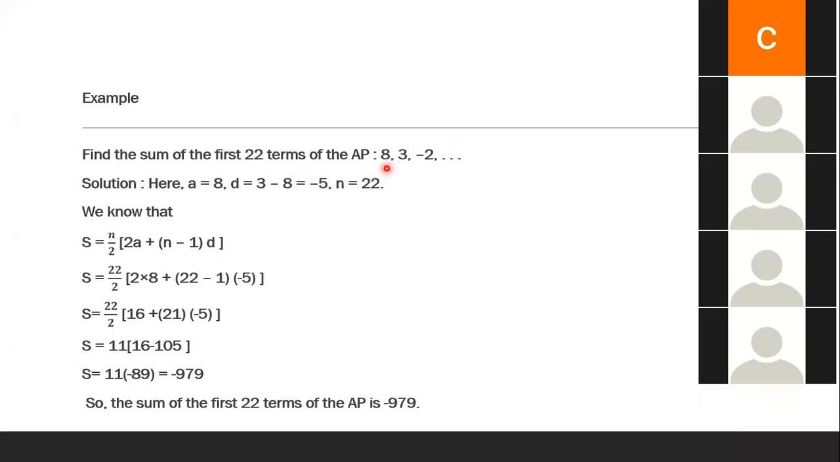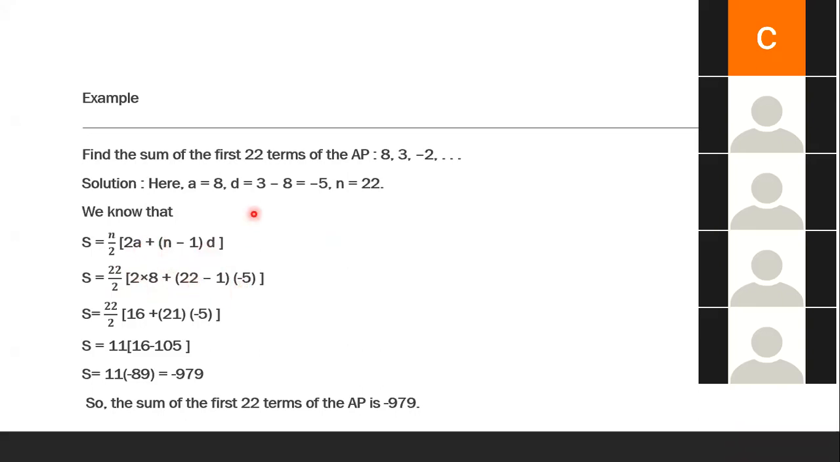Yes, ma'am. So we have got A value is 8, D value is 3 minus 8, how much? Minus 5. And the n value is 22. Any doubt in the given data, children? No, ma'am. Shall we apply in the formula all this A value, D value, and n value? Yes, ma'am. n by 2, n value 22, A value is 8, D value minus 5.